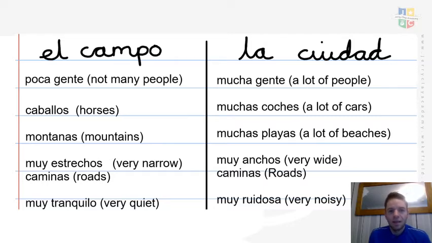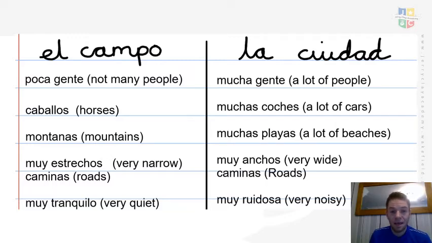Okay. Next one is caballos. Caballos. Muy bien, and the double L is like a Y sound in Spanish, and that is horses. Obviously, in the countryside, in all the fields, that's something you may possibly see. Next one, montañas. Montañas.